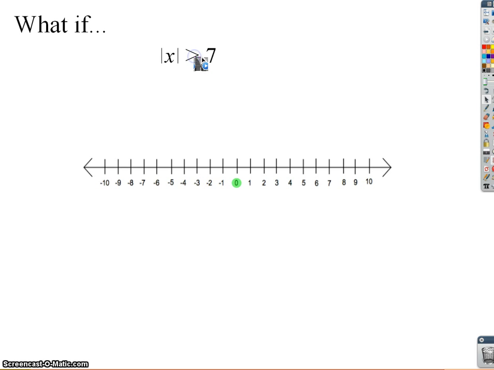What if the absolute value of x is greater than 7? What if I want to know the absolute value of something that's more than 7? Well, this looks at it again the same way. Again, absolute value means how far it is from 0. And so what I'm saying here is the distance away from 0 has to be more than 7. So if we start at 7, it has to be more than it. So it has to be spaces above it.